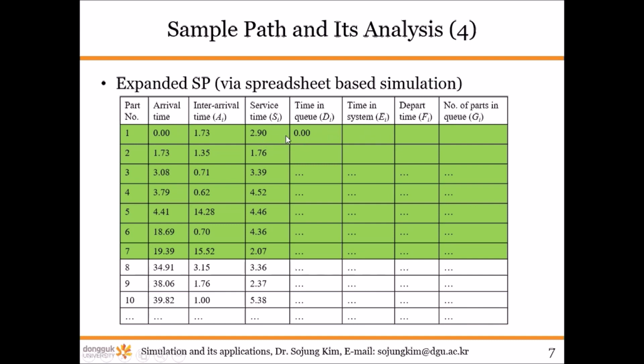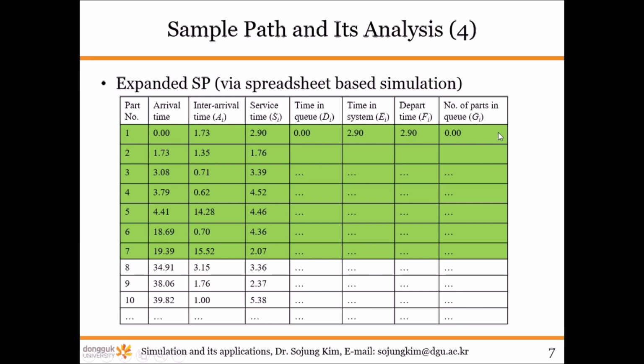If you add this number to this, then you will get 2.9, right? And the number of parts in the queue at this time is 0. There is no part in the queue. Time in system, yes, 2.9 plus 0 will give you 2.9, because this part was not in the queue at all. And the departure time is 2.9, because all the service will be finished, so this part will leave the system at 2.9. Got it?